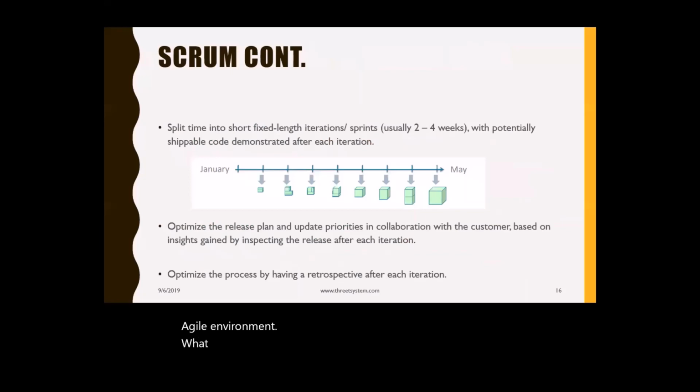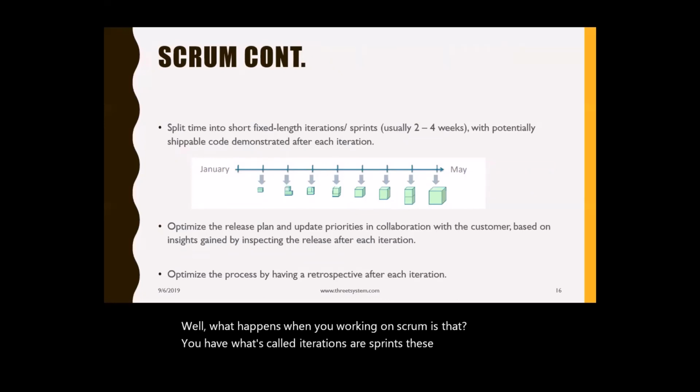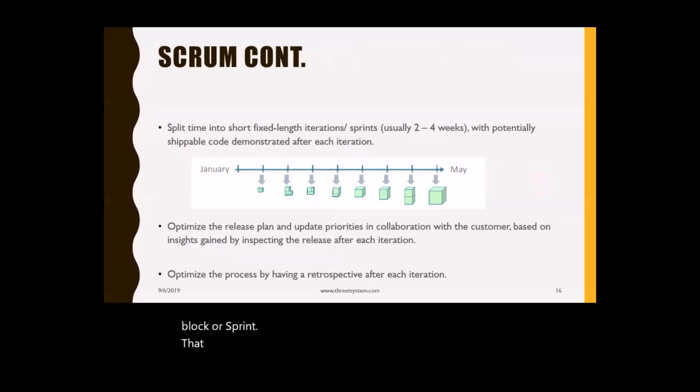Well, what happens when you're working on Scrum is that you have what's called iterations or sprints. These are time blocks. They're generally maybe 2 to 4 weeks long. And this is the time where you're busy doing that work and ensuring that the requirements that were prioritized for this time block, or sprint, that work is done, completed. And then at the end of that, what you're releasing is of value to your customer.